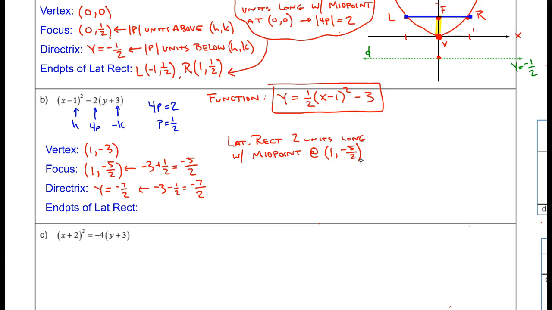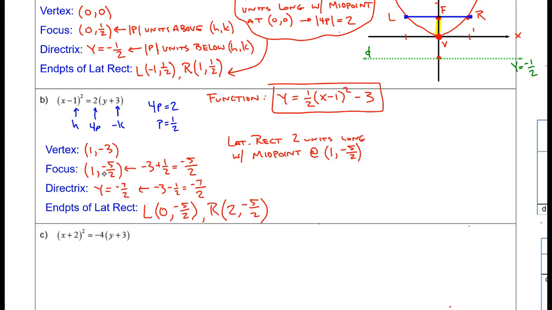Since it's 2 units long, I have to move left 1 unit from this point for the left endpoint, and right 1 unit for the right endpoint. So the left endpoint will be at 0, -5/2, and the right endpoint will be at 2, -5/2. Notice that for the endpoints of this segment, I'm just moving left and right from the focus.